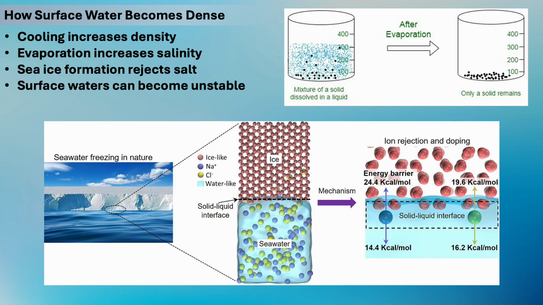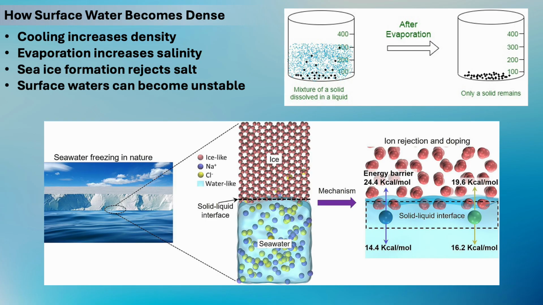When water evaporates, only pure water molecules leave the surface. Salt does not evaporate. This means that evaporation removes fresh water but leaves dissolved salts behind. So as evaporation proceeds, salinity increases. And as we know, as salinity increases, density increases.